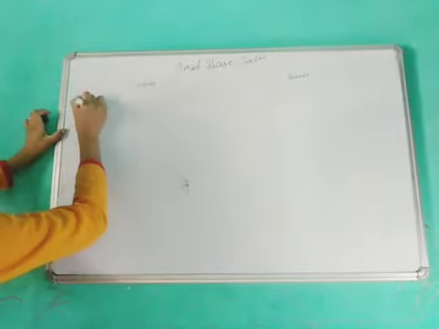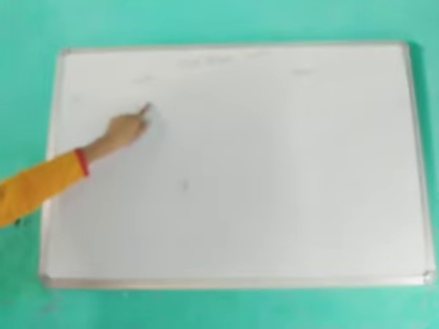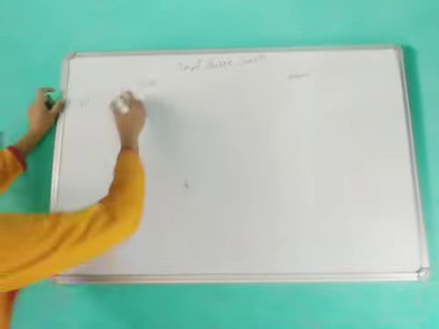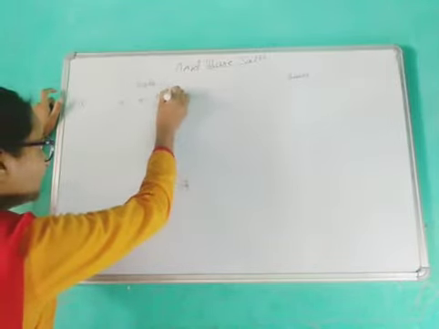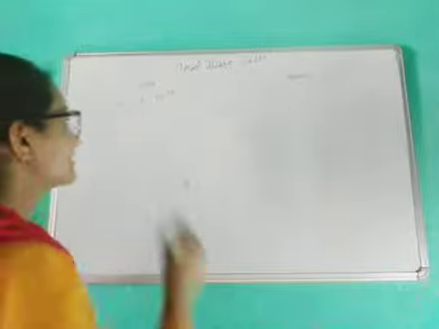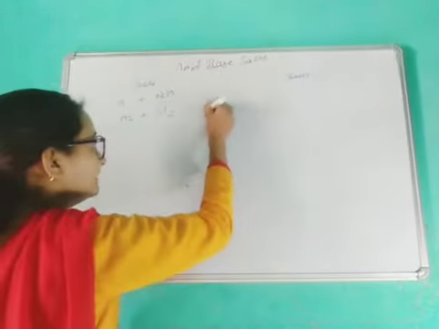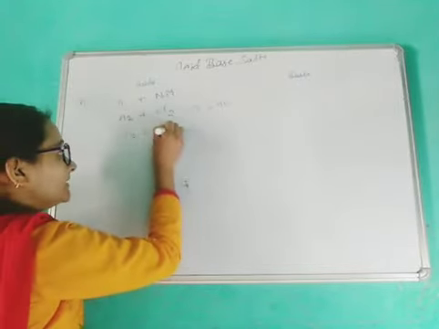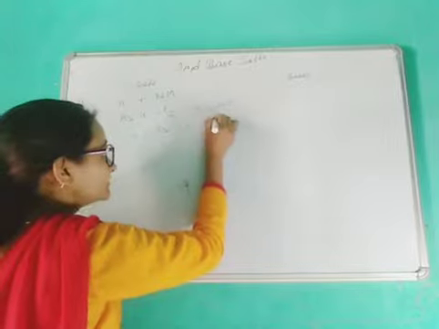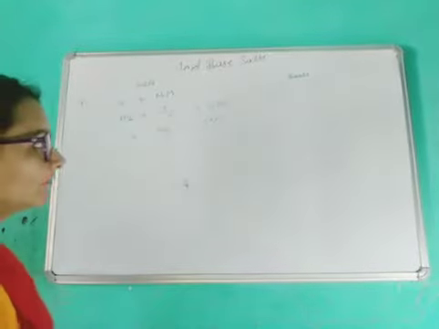Firstly, acids. You can make acid with hydrogen reacting with any non-metal. For example, H2 reacting with Cl2 will give you 2HCl. H2 plus Br2 will give you 2HBr. These are acids, hydrogen chloride, hydrogen bromide.